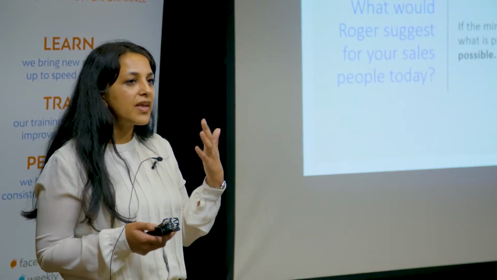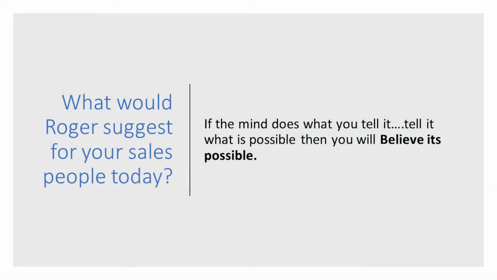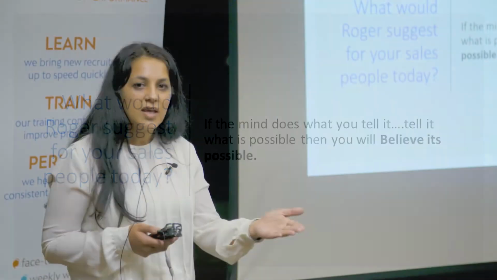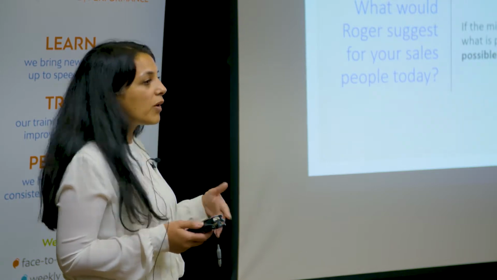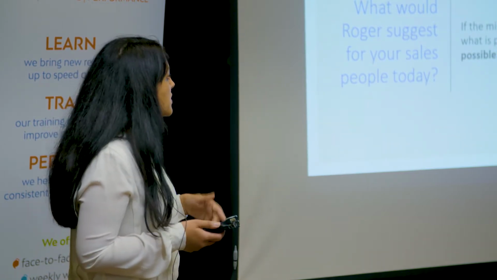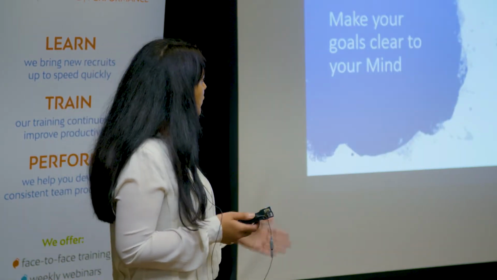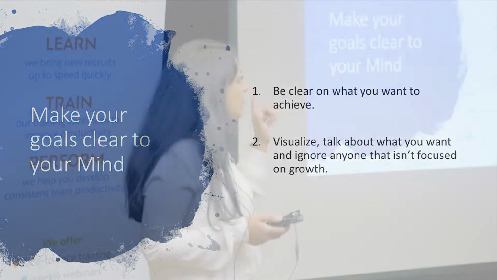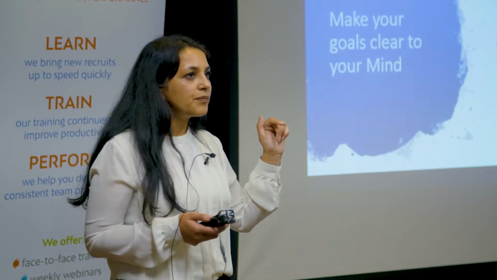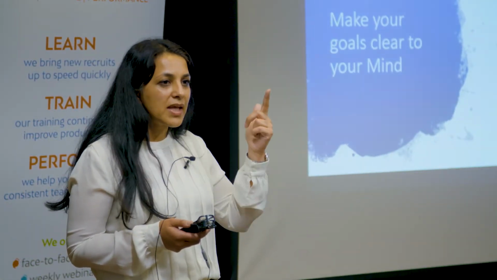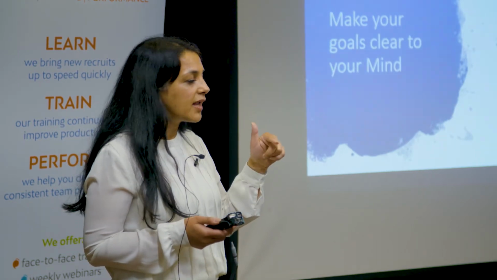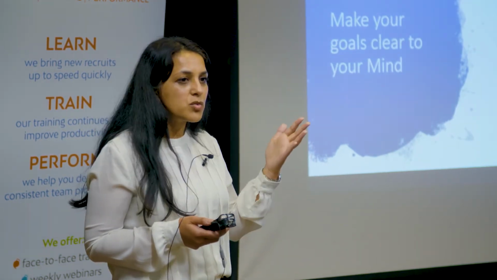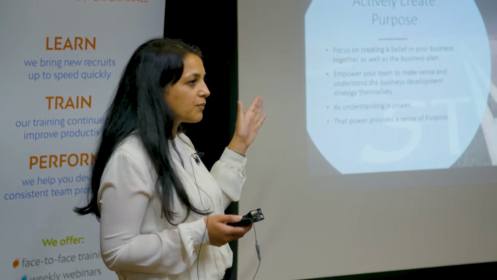So have a think about what is possible in your marketplace, and make sure you pass on those beliefs to the people that work for you. So it's making sure that you know it's possible. So make your goals really clear. And this is the second rule of the mind: people make pictures. What pictures they make, the mind will do. So if they can visualize something, they'll do it.